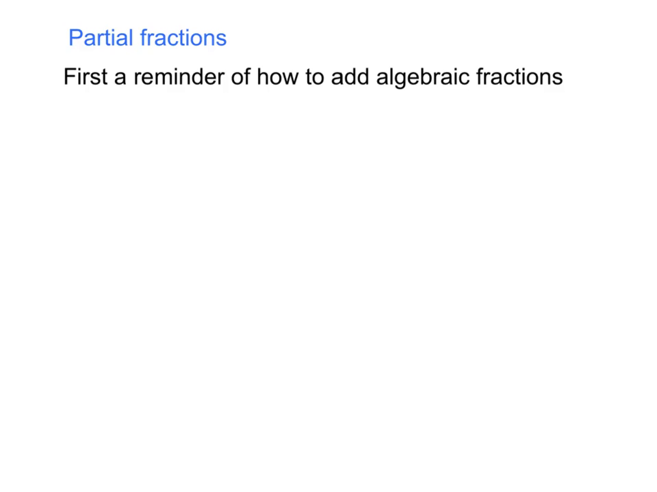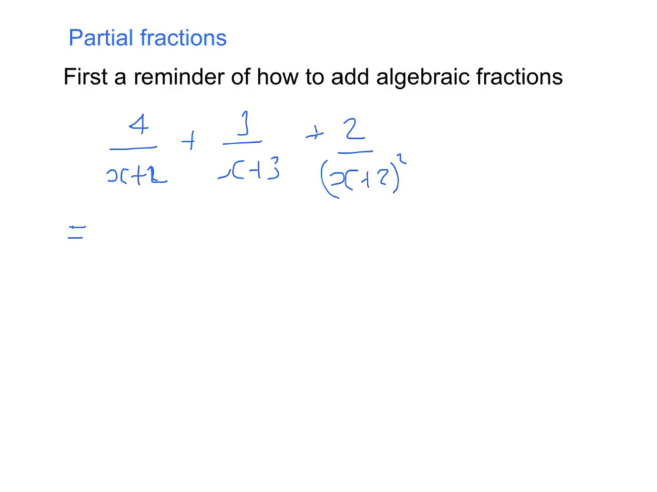In this video we're going to be looking at forming partial fractions, but first a reminder of how to add algebraic fractions. So if I just take three fractions, 4 over x plus 2, plus 3 over x plus 3, plus 2 over x plus 2 squared. When you add fractions, you obviously make a common denominator, and it's the same for algebraic fractions. And you need to choose the lowest common denominator. So here we've got x plus 2, x plus 3 and x plus 2 squared as our denominators.